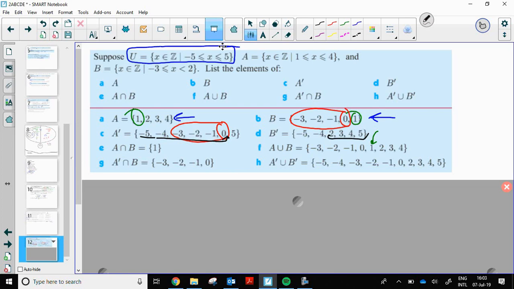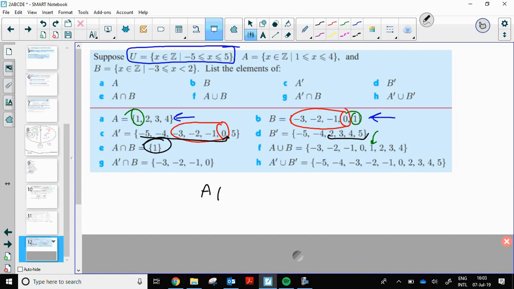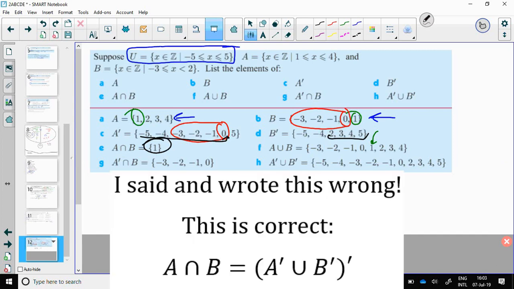Notice that that 1 was exactly the value that was in the intersection of A and B, and that is not a coincidence. The intersection of A and B is always going to be equal to the union of not A and not B. But that proof is going to be left for another day. We're going to call that video right here.